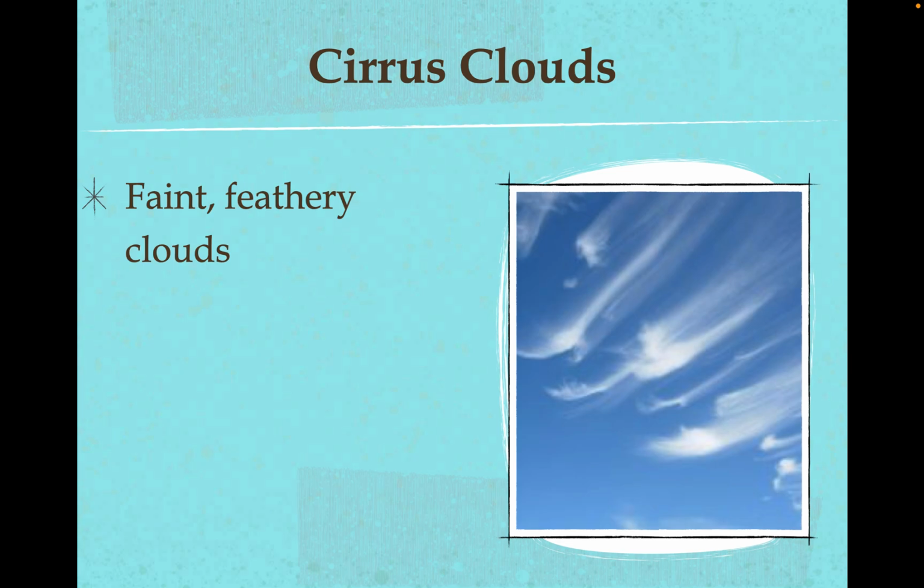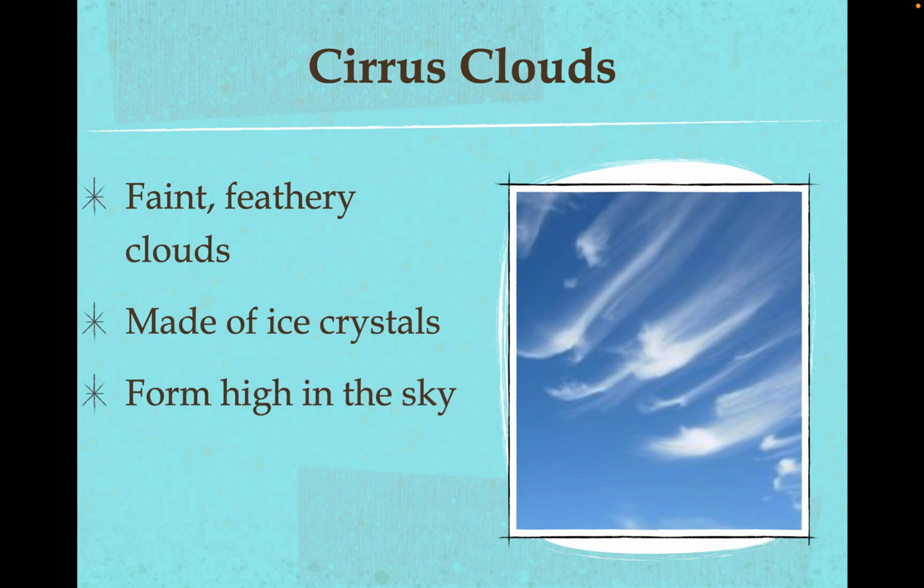The next, these are ones we see a lot. Cirrus clouds. Cirrus clouds are faint and feathery. You can see a picture right there. They're kind of stringy. They're made up of ice crystals, and they form really high up in the sky. Obviously, higher in the sky is going to be much colder, so they're not going to turn into water droplets. They're going to form ice crystals. They're very faint and feathery because those solid crystals kind of just drift around. They're not going to turn into rain. They're just going to be drifting around.